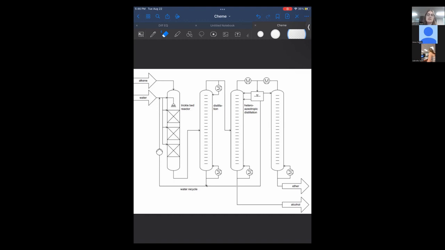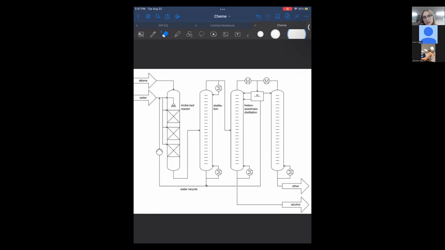coming into the system, and then an ether and alcohol leaving the system. And we did a material balance for that. But we're going to do a material balance for each part of our reactor. We're going to do our material balance for a reactor, our distillation chamber, and then our heteroazeotropic distillation chamber, right? So let's look at this real quick.